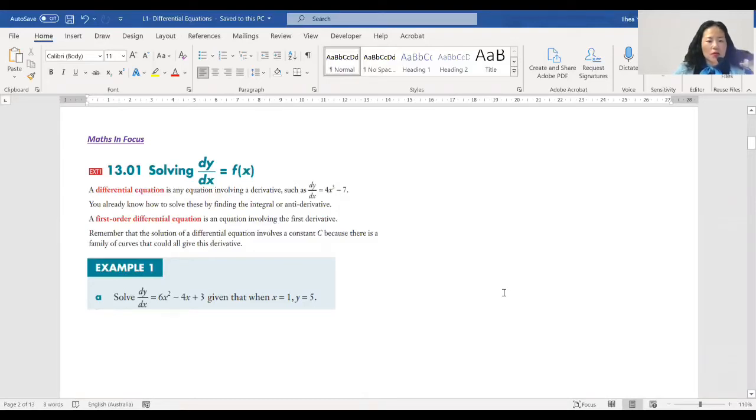Okay, so 1301. Now, differential equation, that's what we're doing. It's pretty much, you know, the differential equation is gradient. And because of this dy dx, the solutions are going to be the original equation with different possible constants.